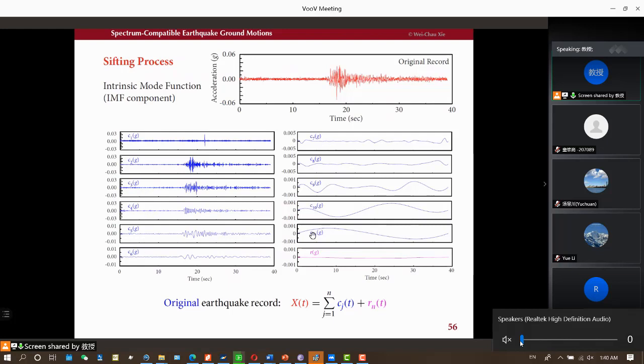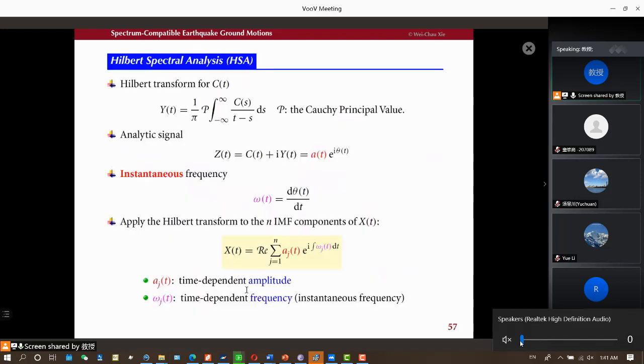Okay, this is the definition of a Hilbert transform, and in the analytical form, it's a complex function. In the rectangular form or in the polar form, A is the amplitude, theta is the phase angle, and the derivative of theta is the instantaneous frequency. So we can recover our ground motion through the intrinsic mode functions IMF, with amplitude A and omega.